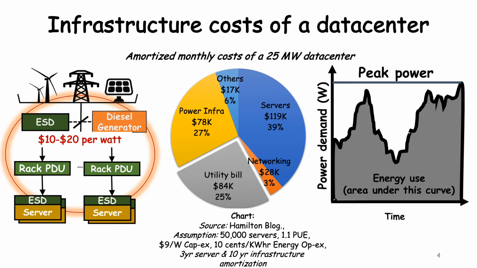Similarly, power-related OpEx constitute another major component. Unlike the electricity bill that we get for our home energy use, a data center electricity bill typically has two components. For example, the graph on the left shows the power draw of a data center on the y-axis and the time on the x-axis. The electricity bill comprises the energy use of the data center, which is the area under the power usage curve, as well as the peak power draw component in the curve.